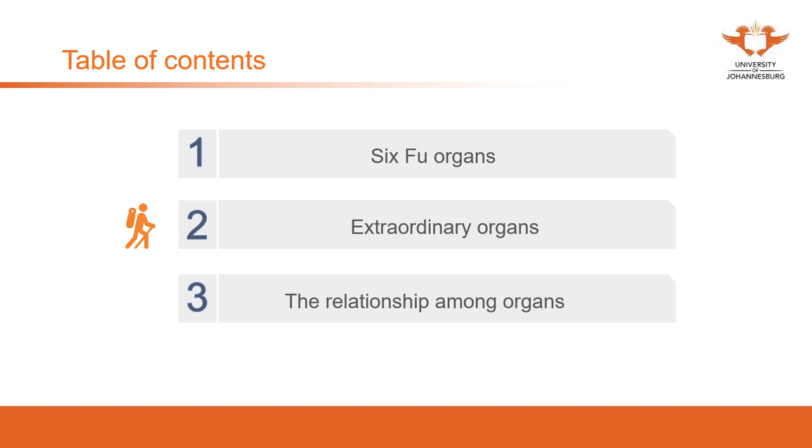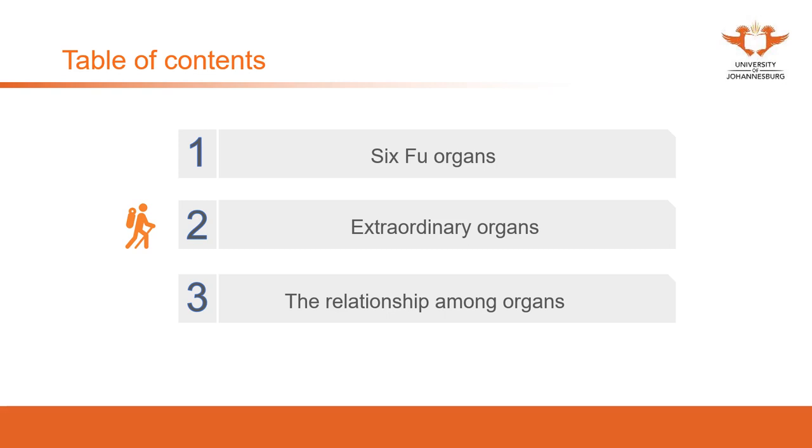The Zang organs store essence without discharging. The 6 Fu organs are hollowed and they discharge. Discharging, they cannot store. But the extraordinary organs, on the shape, look like the Fu organs, most of them are hollowed inside, but the function is similar to the Zang organs. They store the essence. That's why we put them in a different category as the extraordinary organs.